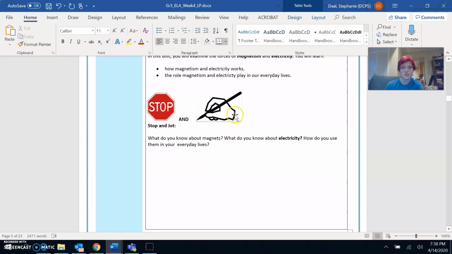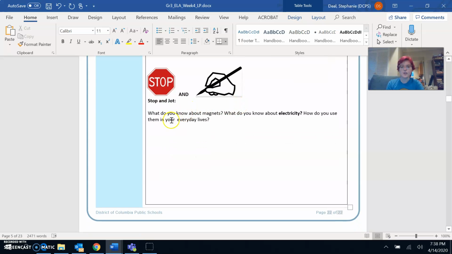Stop and jot. All right. What do you know about magnets? What do you know about electricity? How do you use them in your everyday lives? So I'm going to stop, and I'm just going to jot down what I know about these topics. So it doesn't have to be very long. I'm just going to write down what I already know.